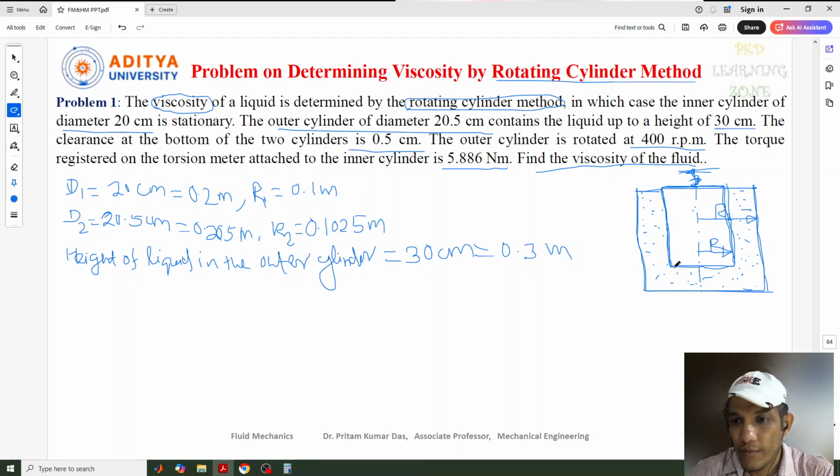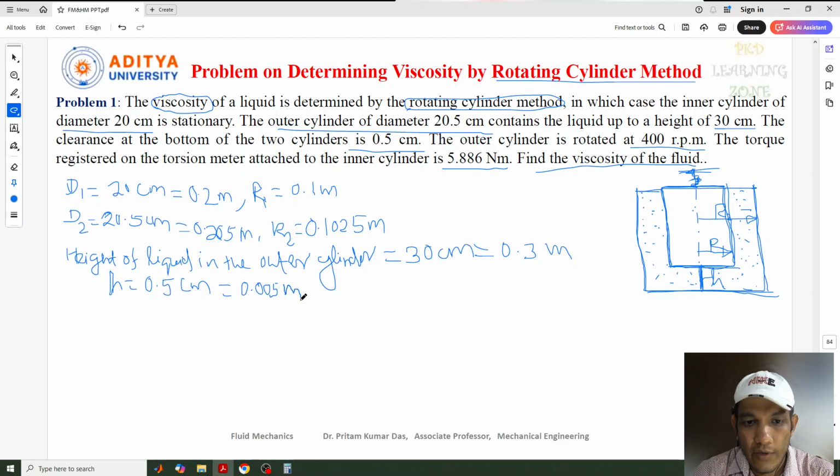The clearance at the bottom of the two cylinders is 0.5 centimeter. This is the inner cylinder and this is the outer cylinder, and the clearance between these two cylinders is given. This is small h, so we can write the clearance small h equal to 0.5 centimeter, and again in meters, 0.005 meter.